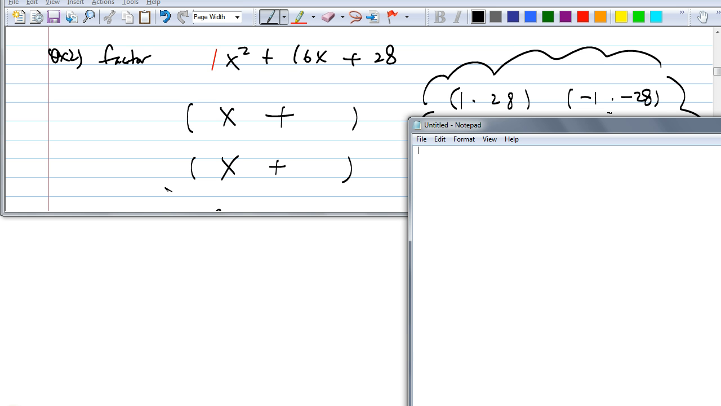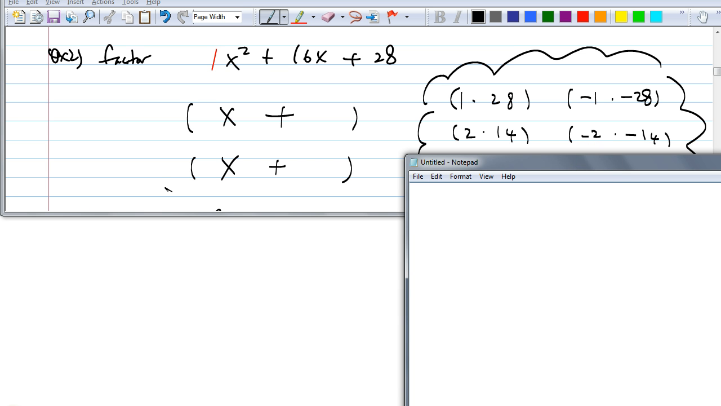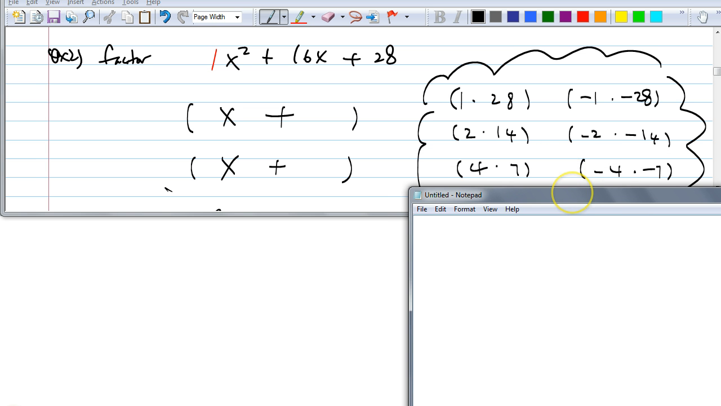Okay, so is that all? No. What about 2 times 14? If you could have 2 times 14, what else could you have? Negative 2 times negative 14. Am I done? You could have also 4 times 7. Does 3 go into 28? No, because you could add 2 and 8, it doesn't. Does 4 go into 28? Yeah, 4 times 7. If I could have 4 times 7, of course I could have also negative 4 times negative 7.